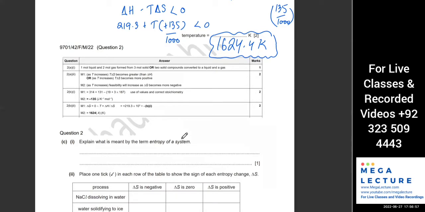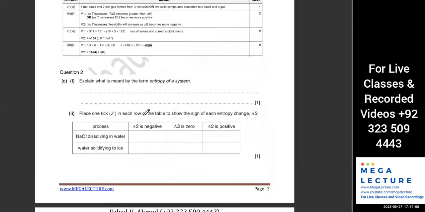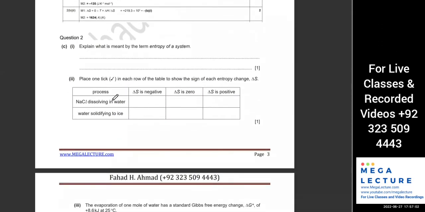What is meant by the entropy of a system? That's the measure of the disorder of a system. NaCl dissolving in water. So NaCl dissolving, that's more disorder being created. So that's positive, right? Why disorder? Because when you're dissolving it, the crystal is breaking up into pieces and the ions are dissociating.